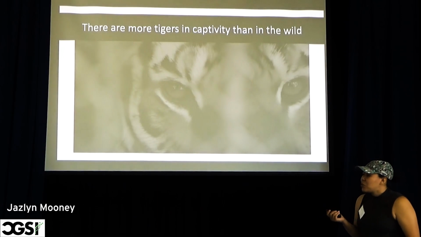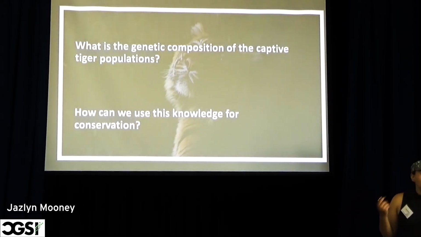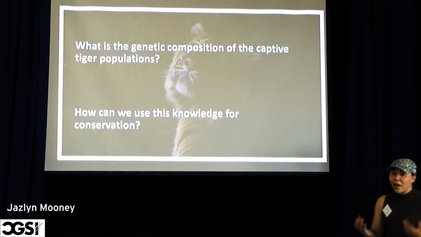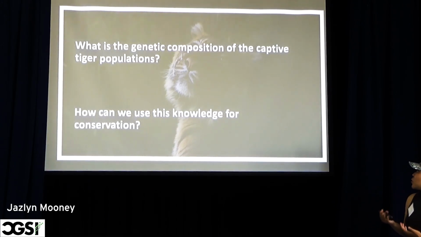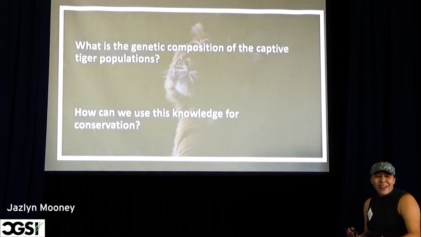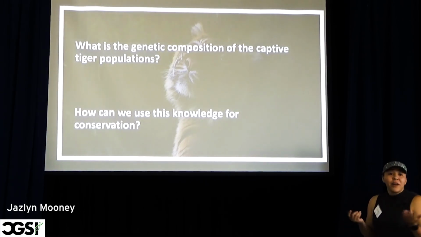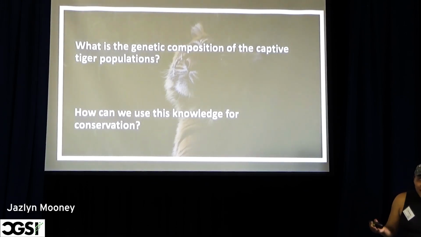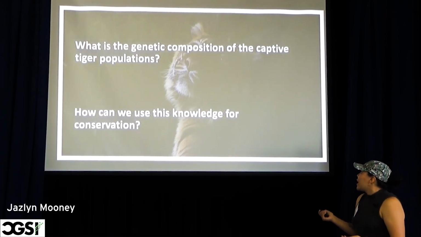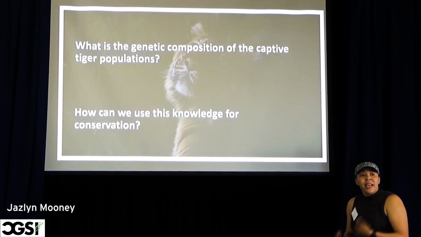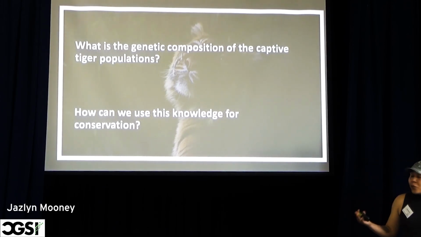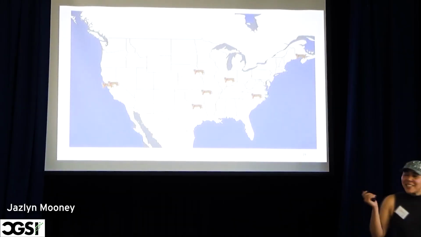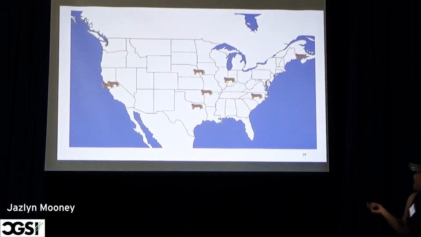So our question is naturally, can you actually use these tigers that are in captivity to rescue the ones in the wild, right? That'd be great since there's way more of them in backyards than in the actual wild. But if we want to ask these questions, the first thing we might want to know is what's the actual genetic composition of these tigers? And then we want to say, okay, if we know this, how can we use that knowledge for actual species conservation? And this is my best PI graphic I've ever made.